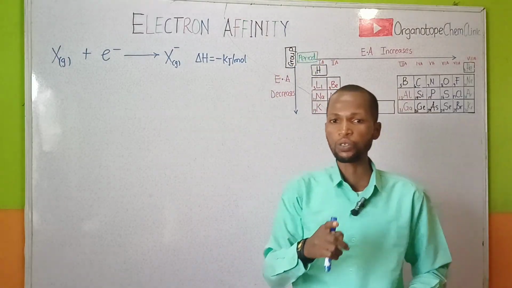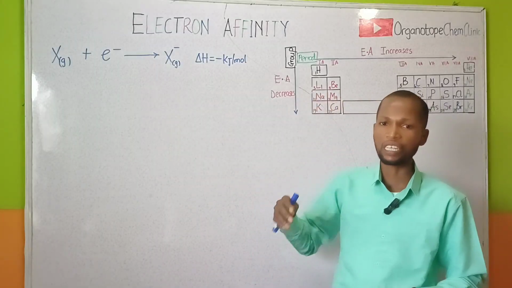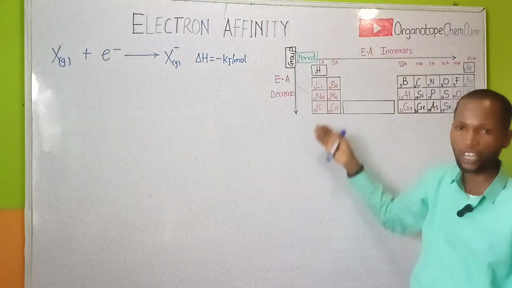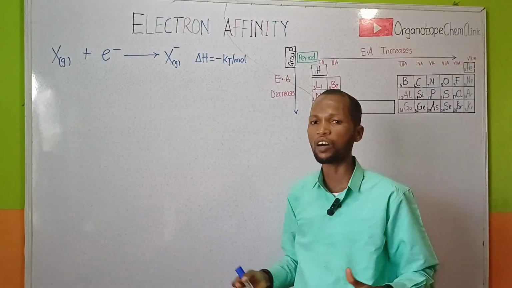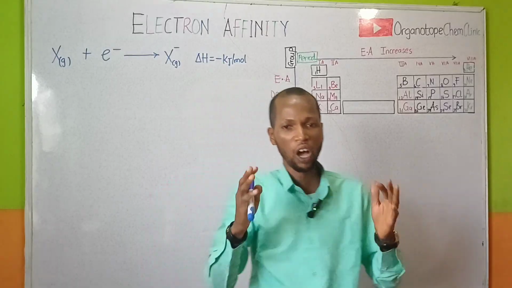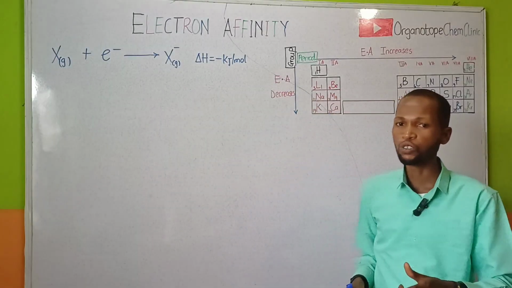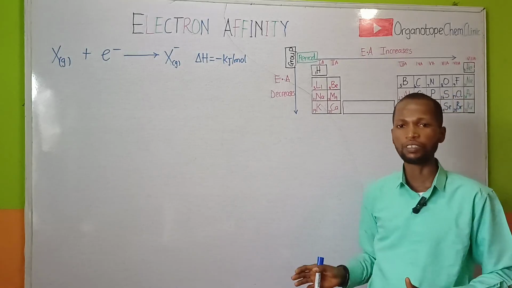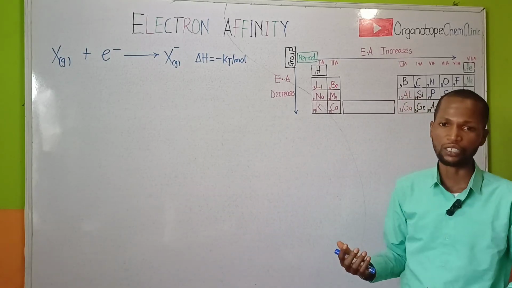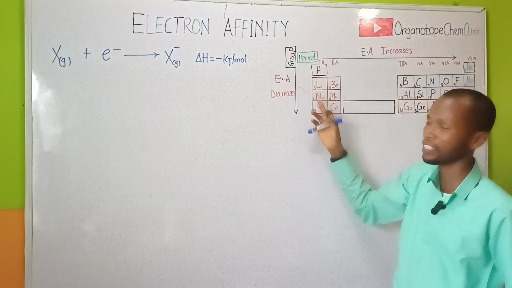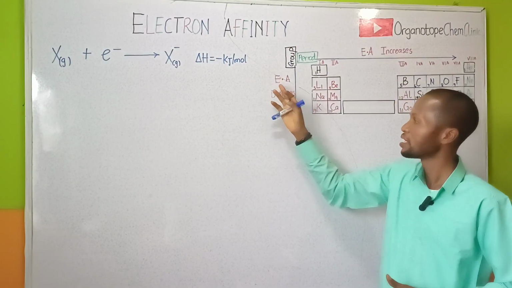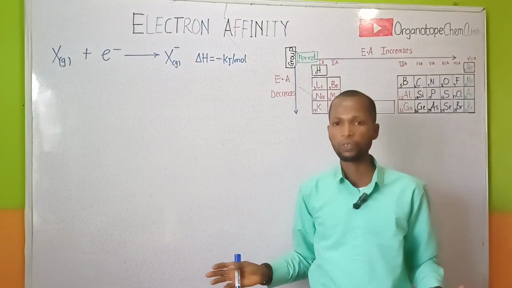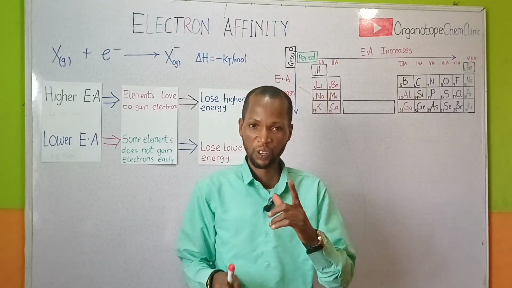Note that down the group, more shells are being added to the pre-existing shell. That is, the shell number increases as we move from top to bottom down the group. So when the shell number increases, the atomic radius also increases, and the attraction between the nucleus and the outermost electron decreases in the process, therefore decreasing the affinity for electron. Therefore, the electron affinity decreases from top to bottom down the group. Make sense?